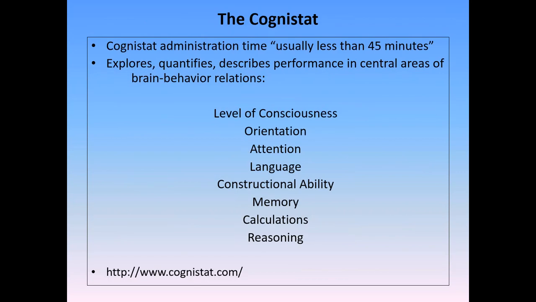But if you're not familiar with the Cognistat, although I understand that it's pretty widely used, particularly by occupational therapists, it's a test that can be administered in usually less than 45 minutes. I take this off their website. It explores, quantifies, and describes performance in several areas, or maybe central areas, of brain behavior relations. And you can see the list of them here, and you will be able to see this on your handout, but you can go to their site to find out more about the Cognistat if you don't know about it already.